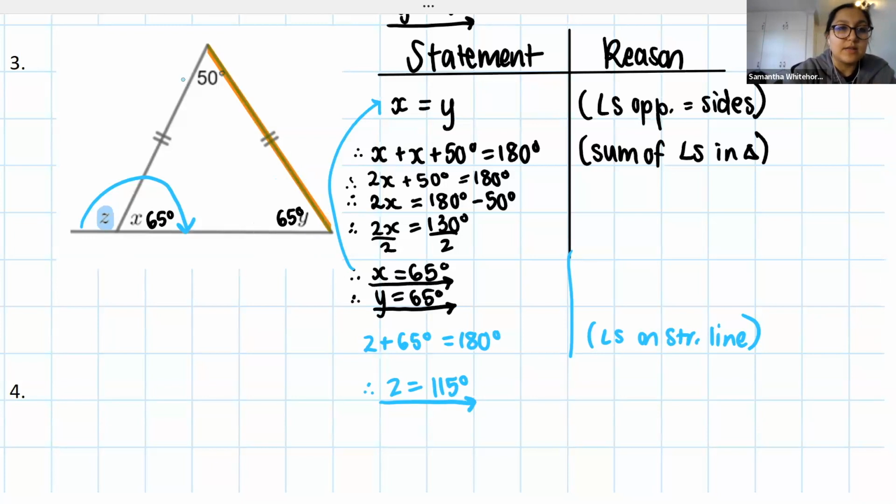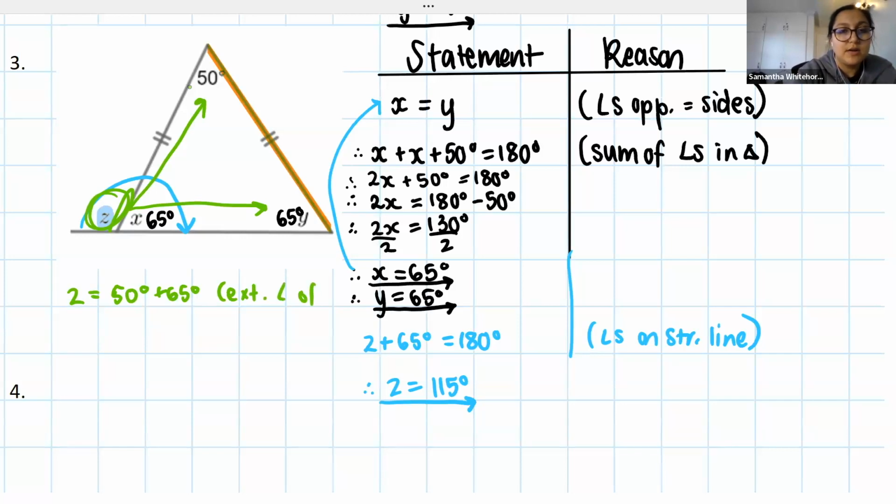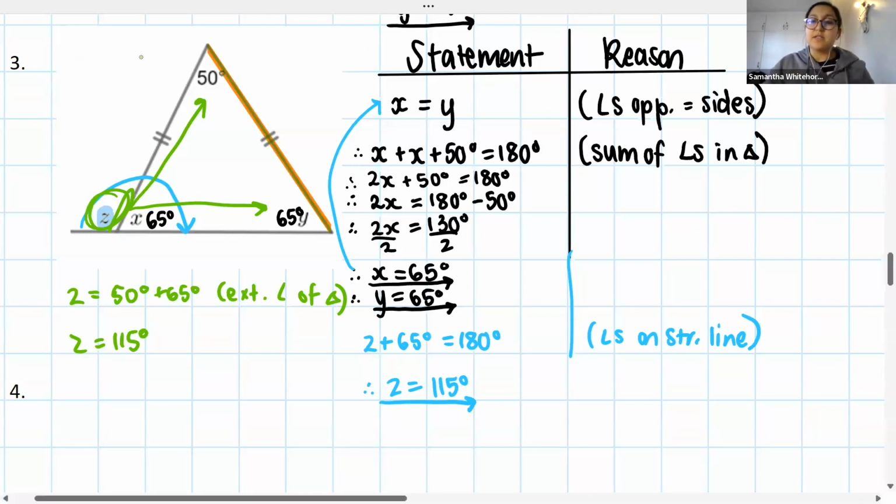Another way you could have worked out z, guys, is that this is an exterior angle to your triangle. So you could have said z is equal to 50 plus 65, exterior angle of triangle, and so z is equal to 115 degrees. Either way, you get exactly the same answer for z, so both reasons are perfect. As I've said before, there are often multiple ways to do the same thing, either exterior angles or angles on a straight line, to get z.